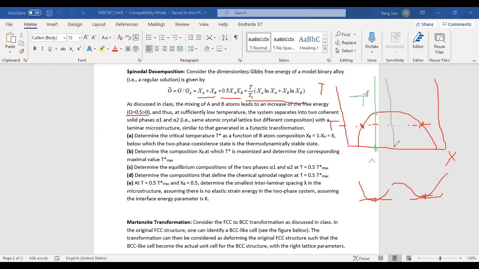Okay, what if I change X here? This is going to be my new T star. If I change X here, this is going to be my new T star. So this will allow me to actually find out what T star is as a function of X. Does this make sense? Okay.